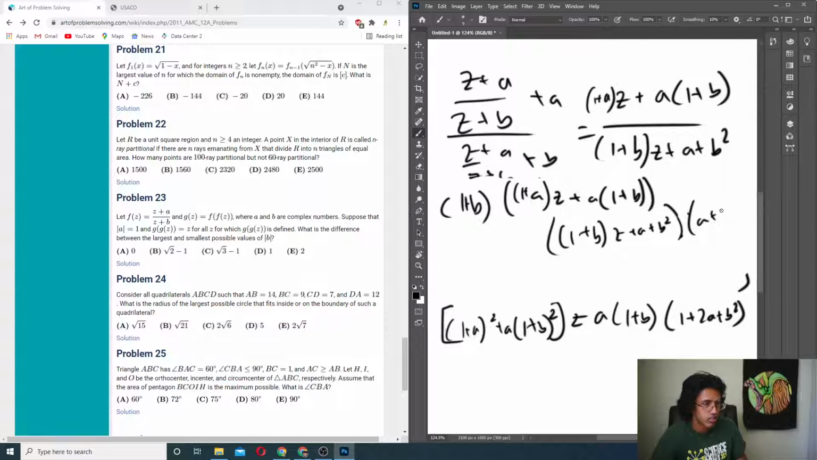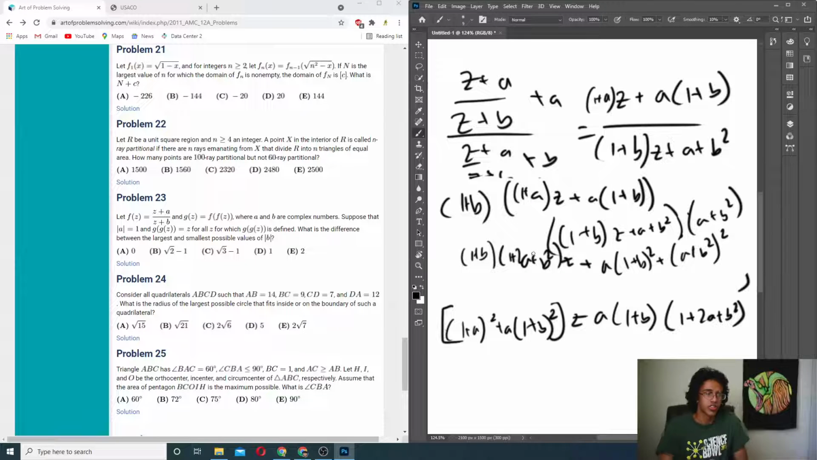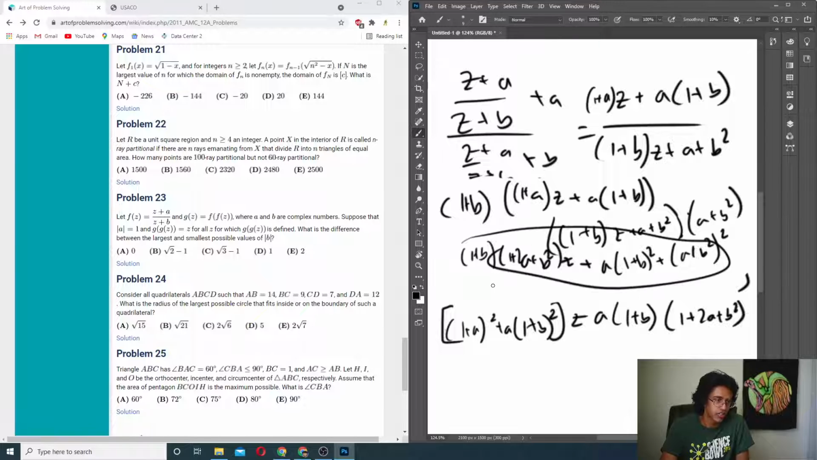Okay, there we go. So if we simplify this, we basically get 1 plus b times 1 plus a z plus 1 plus b times that. So we can factor out the 1 plus b, and it basically becomes 1 plus 2a plus b squared z plus a times 1 plus b squared plus a plus b squared squared. Okay. So this is the denominator, and this is the numerator.